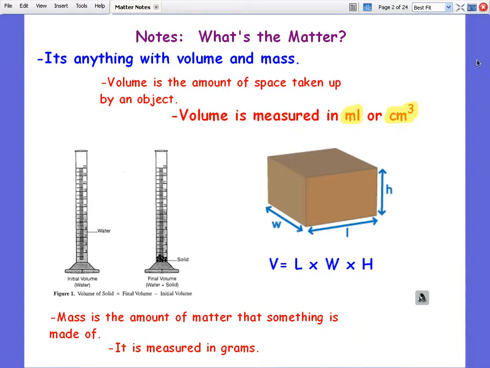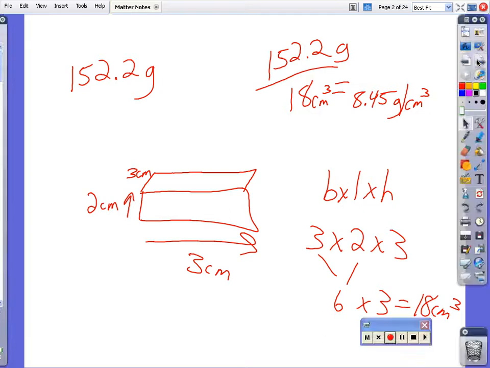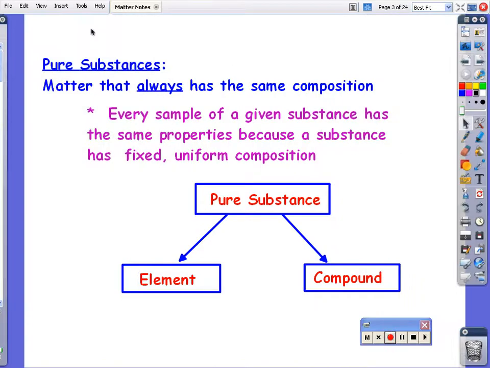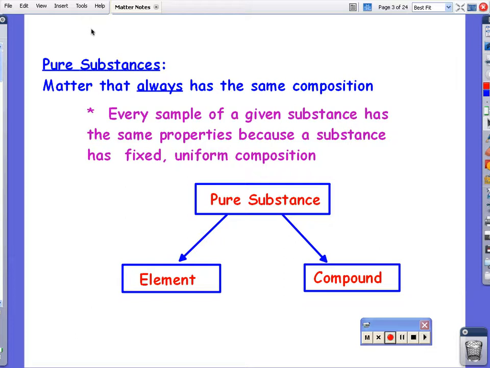So moving along here. Matter can be classified as a pure substance or a mixture. So we'll go into the pure substances first. A pure substance can be one of two things, either an element or a compound. We call them pure because they always have the same composition.